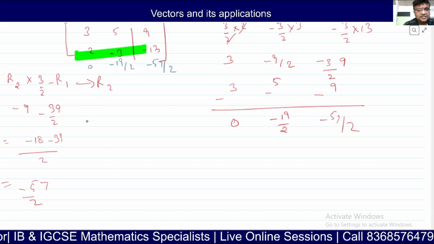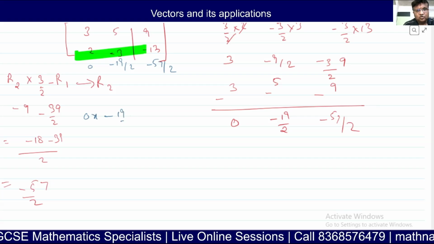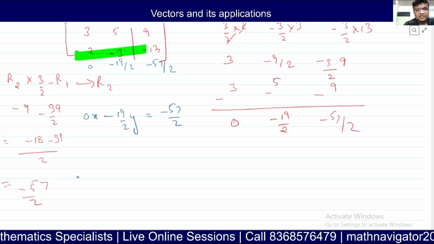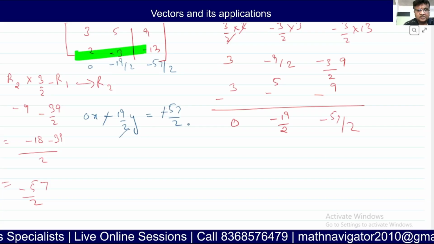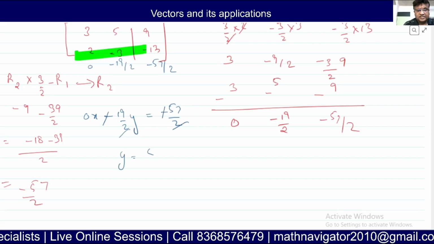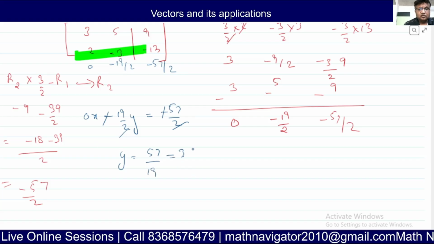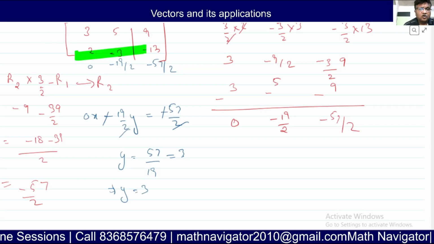So this means I have 0x minus 19 over 2 y is equal to minus 57 by 2. So minus cancels minus, and 2 cancels 2. So y is equal to 57 over 19, which is 3. So I got y is equal to 3. Got it?